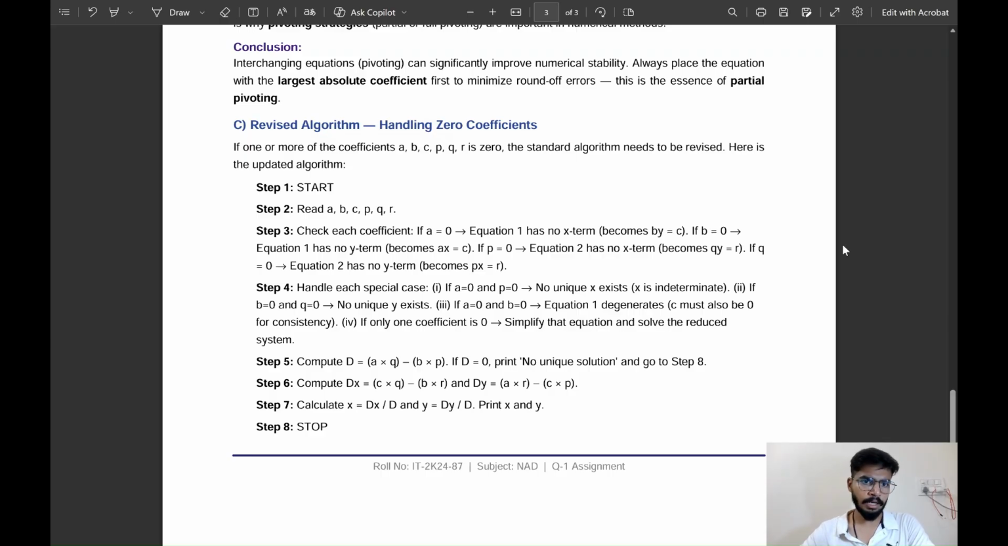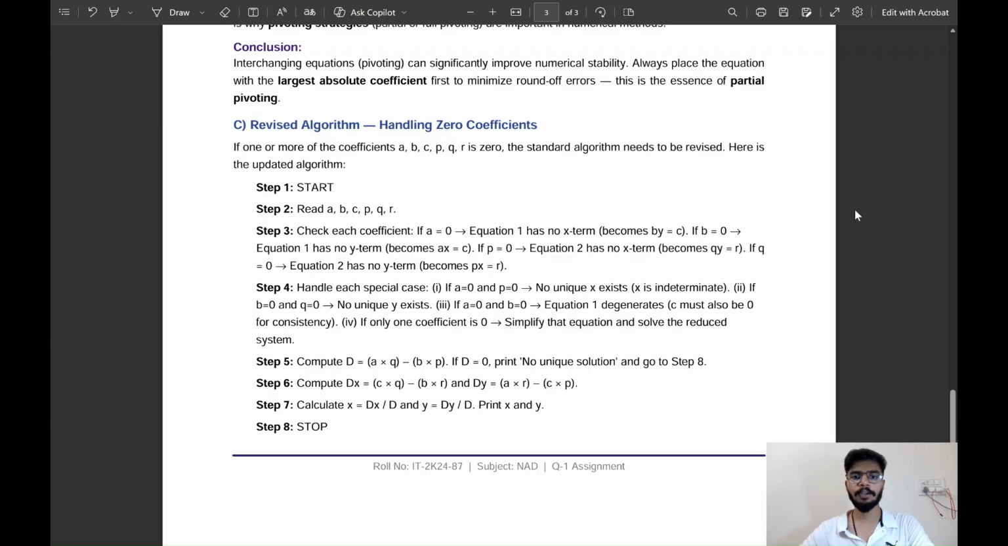Step 1 is that we will start. In step 2 we will read our a, b, c, p, q, r coefficients, and in step 3 we will check that if a is equal to 0, equation 1 has no x term, and if b is equal to 0, equation 1 has no y term. If p is equal to 0, equation 2 has no x term, meaning it becomes qy = r, and if q is equal to 0, equation 2 has no y term, meaning px = r. Now in step 4 we will handle each specific case.